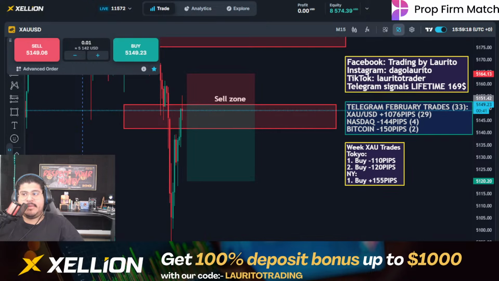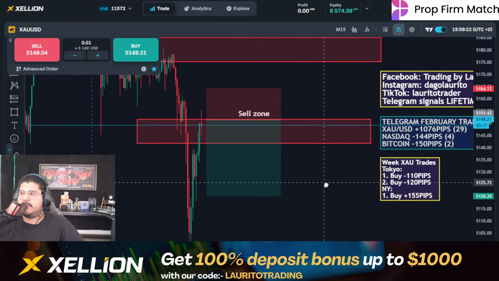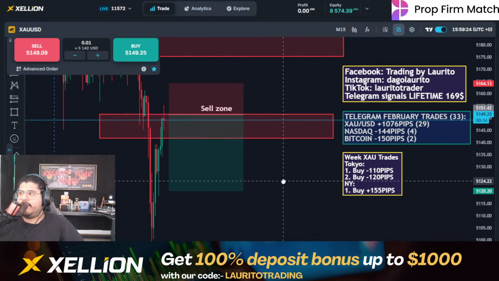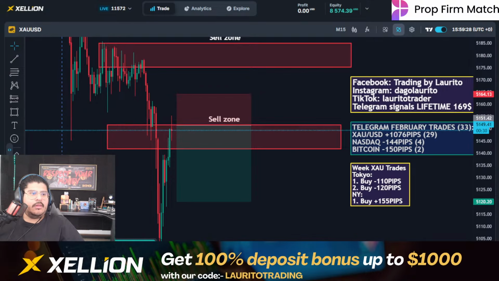Now, guys, this is a doji, so no confirmation there. No confirmation there.